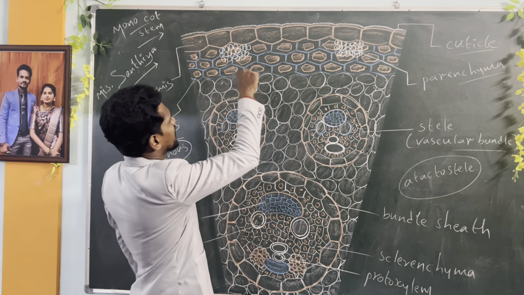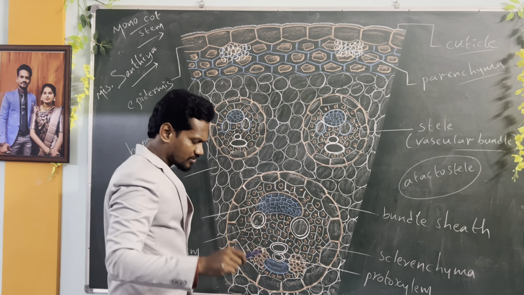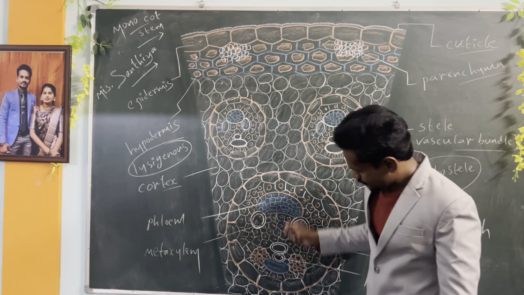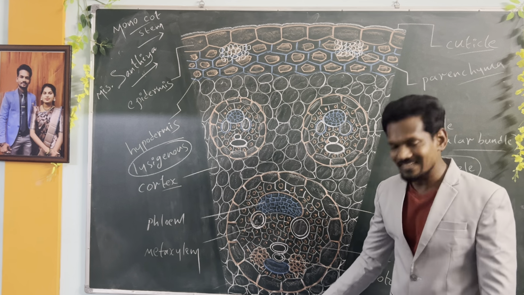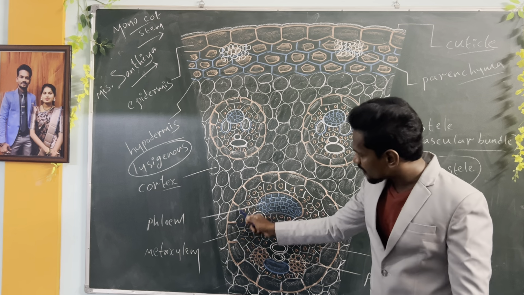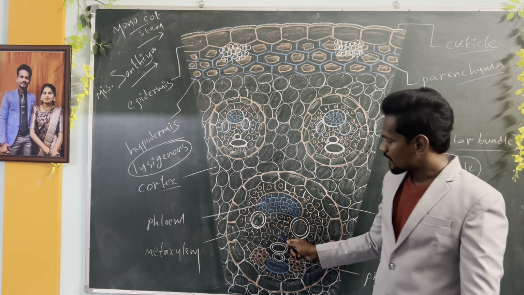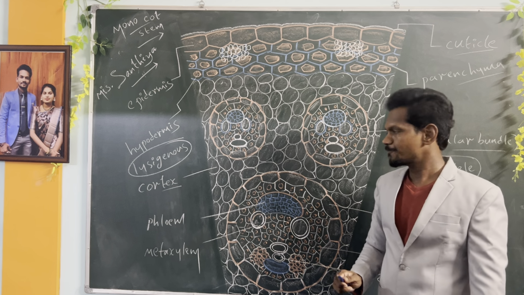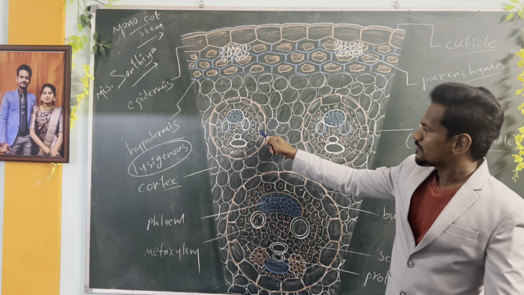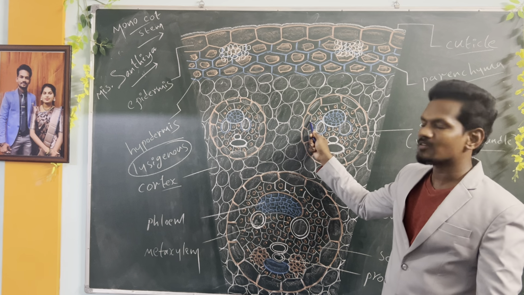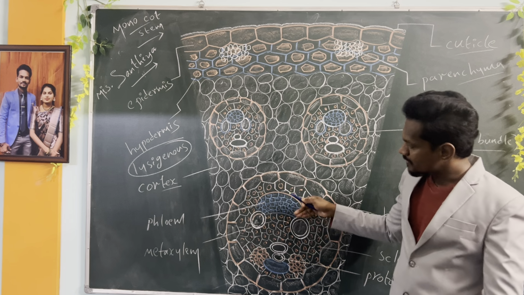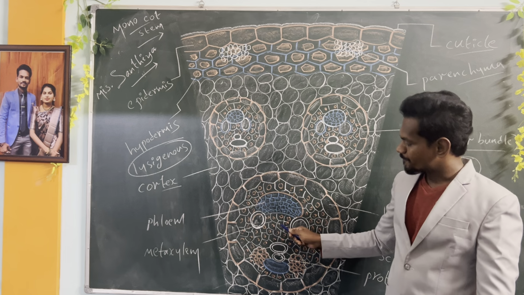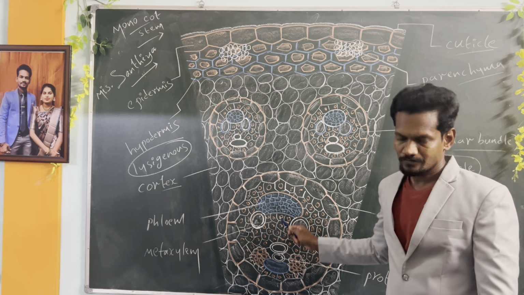So, towards peripheral, the vascular bundles more in number, small in size. Towards inner side, the vascular bundles are bigger and larger and less number. This is one of the main points for competitive purpose. Towards peripheral, large number of small sized vascular bundles are located, and oppositely towards inner, less number of large sized vascular bundles are located. Please take care.